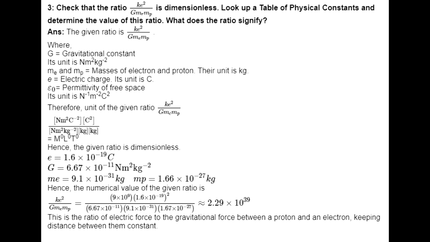If you find the value of this ratio, put the values here: the value of K is 9 × 10^9, charge of electron or proton is 1.6 × 10^-19 coulomb, the universal constant of gravitation G is 6.67 × 10^-11, and the mass of electron is 9.1 × 10^-31 kg, proton 1.67 × 10^-27 kg. Putting all these values in the equation, you get around 2.29 × 10^39. It means that the electrostatic force is much stronger compared to gravitational force.